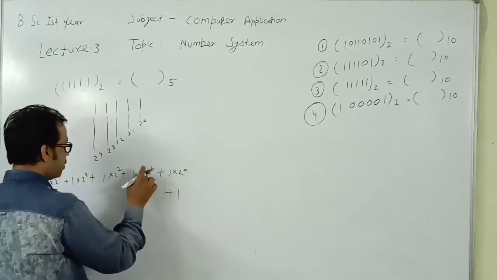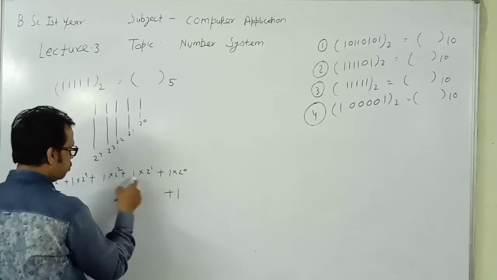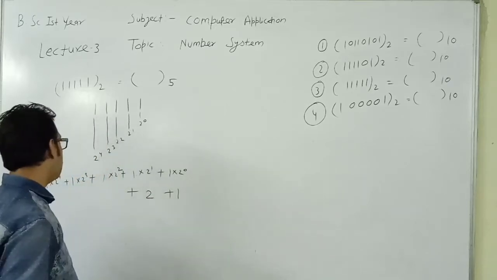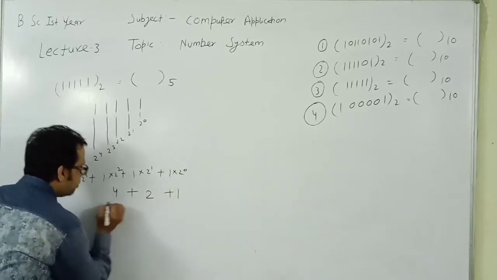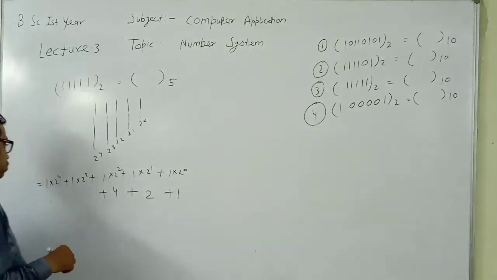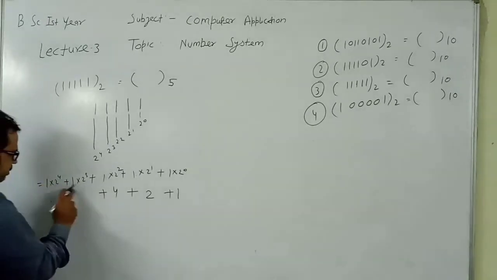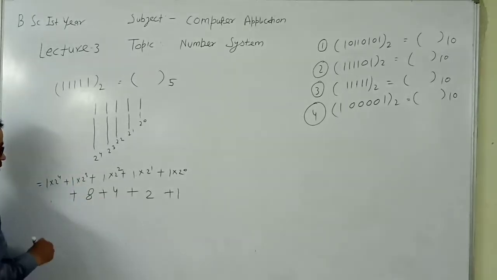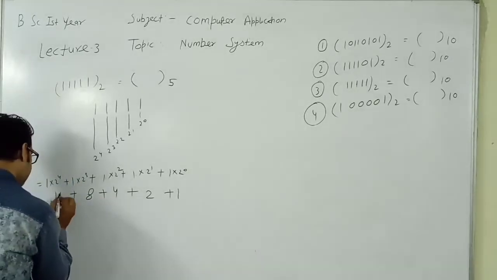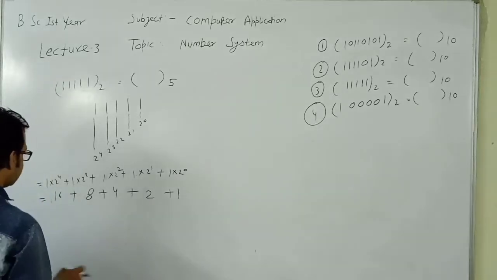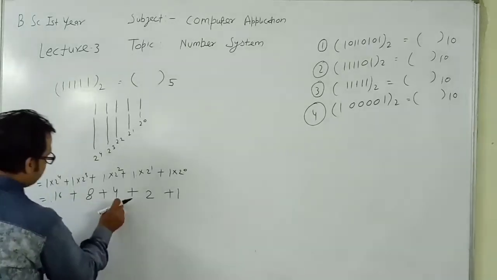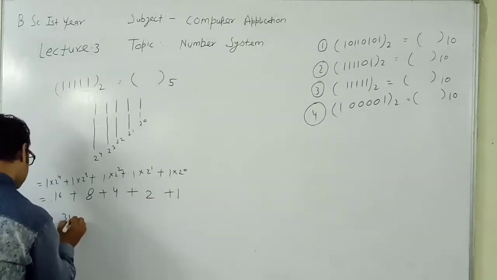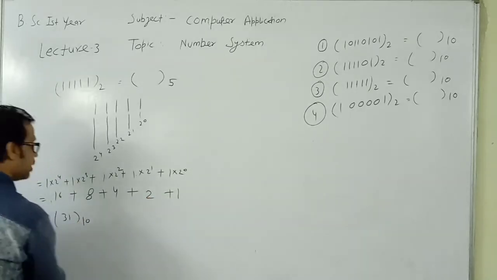Here 2 to the power 0 is 1, 1 multiplied by 1 is 1, 2 to the power 1 is 2, 2 multiplied by 1 is 2, and this is 2 to the power 2, 4 multiplied by 1 gives you 4, this one 2 to the power 3, 8 multiplied by 1 gives you 8, plus this one 2 to the power 4, 16 multiplied by 1 is 16. Add these numbers: 16 plus 8, 24 plus 4, 28 plus 2 is 30, plus 1, it gives you 31 base 10.